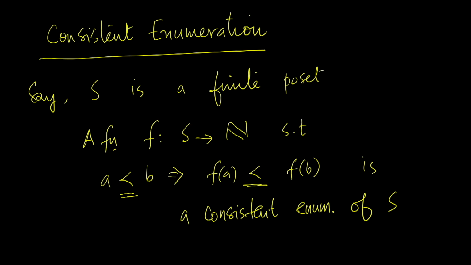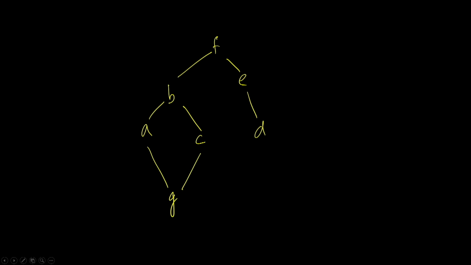So, for a function to be a consistent enumeration of S, it should be a mapping from S to the set of natural numbers, and it should be so that A precedes B implies f of A is less than f of B. So, we are effectively numbering the members of the poset. So, let us consider the Hasse diagram of a poset. Let us say we have a set of elements like this.